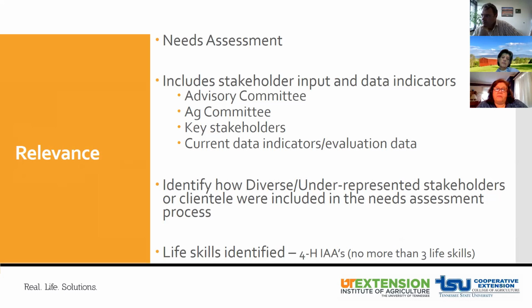advisory committee that's set up, ag committee, key stakeholders, and then evaluation data that you may have from a program or data indicators that are available for your county. And then also identify how diverse or underrepresented stakeholders or clientele were included in the needs assessment process. So you want to share gender, race, specifically where you got information, and you want to include that underrepresented audience and stakeholders there with regards to adding that to your needs assessment. And so those noted in that needs assessment section. So you could list how many people surveyed, or genders, race, that sort of thing.